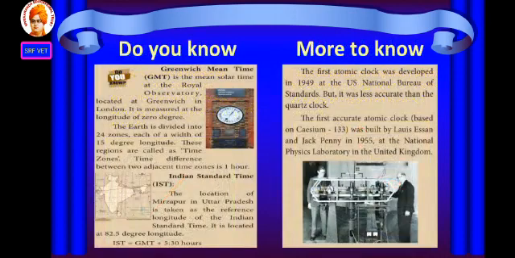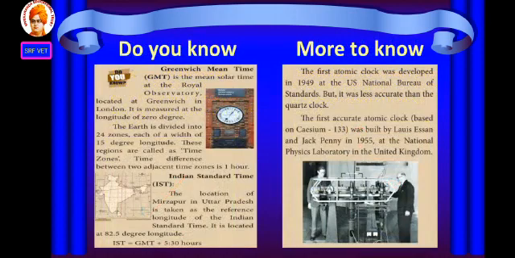Next, Indian Standard Time. Mirzapur in Uttar Pradesh is taken as the reference longitude of the Indian Standard Time. It is located at 82.5 degree longitude. So the Indian Standard Time is equal to Greenwich Mean Time plus 5.5 hours.